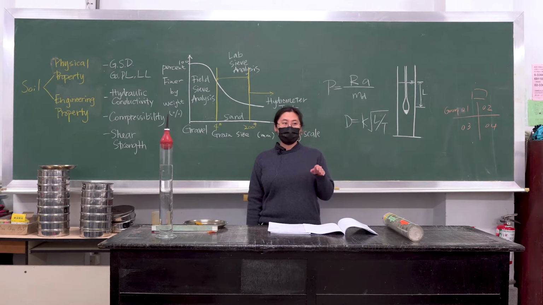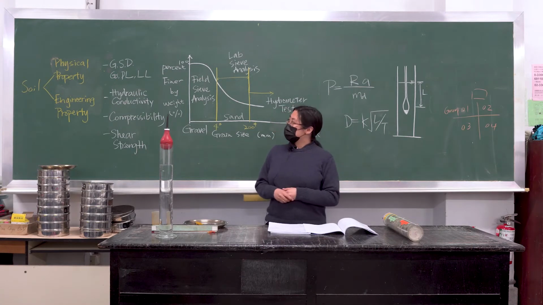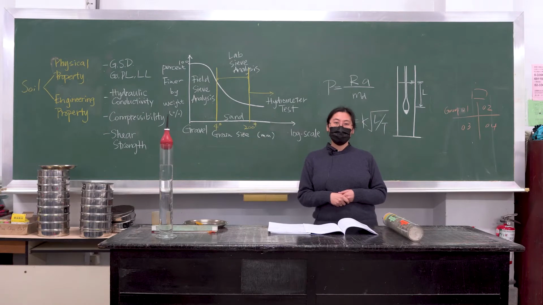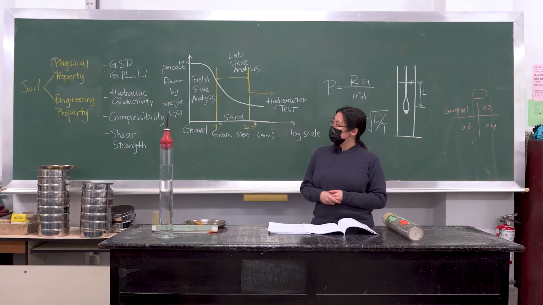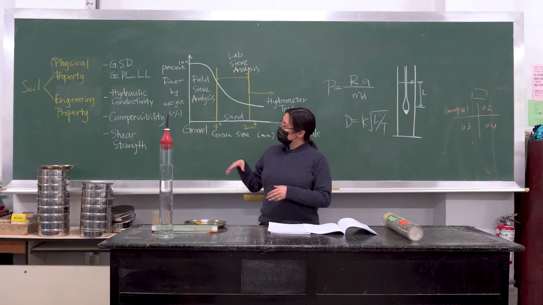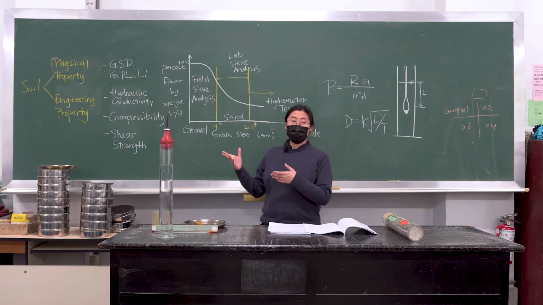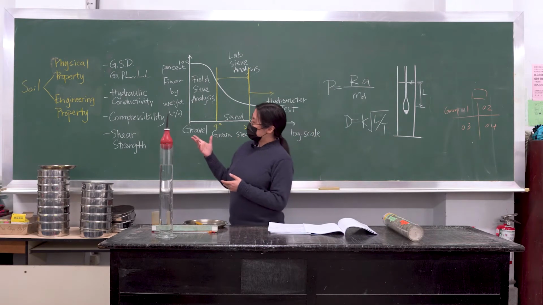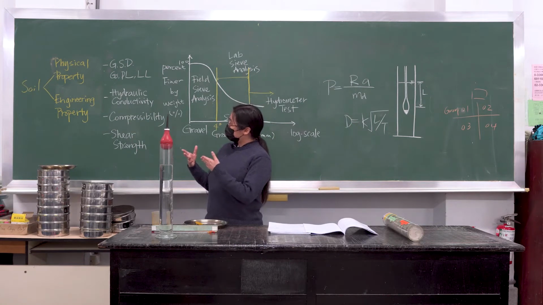Soil is like any other engineered material like concrete, wood, or steel. We need to determine the properties because when we do design, we need to know the properties of this soil. So in this class, we are going to determine the physical property and engineering property of soil.